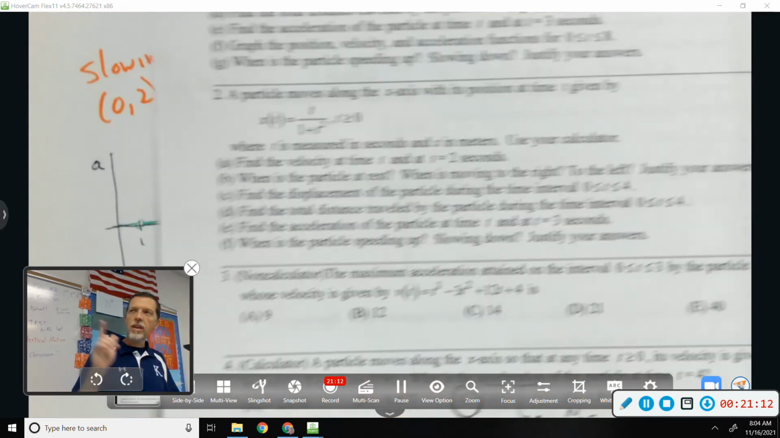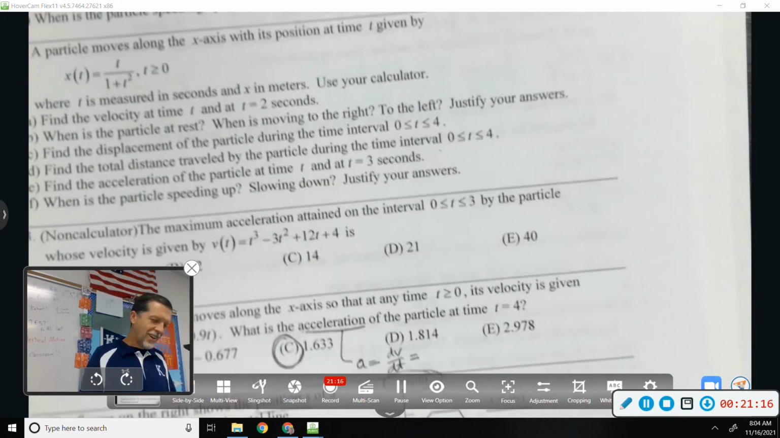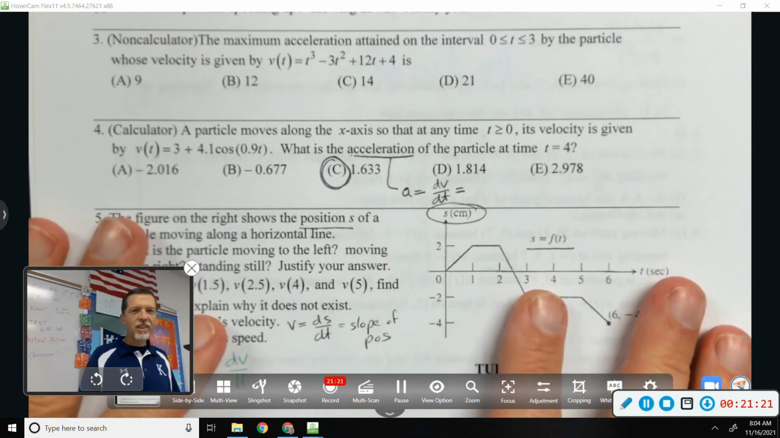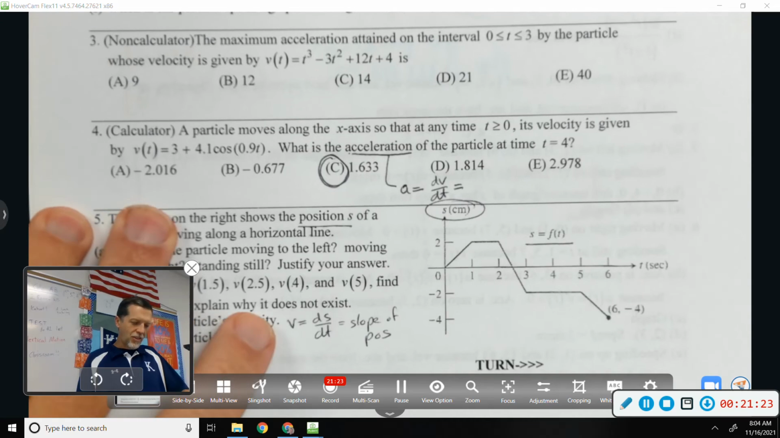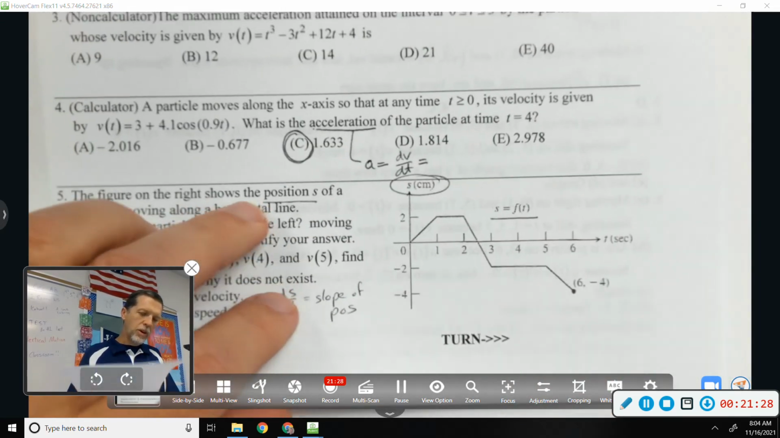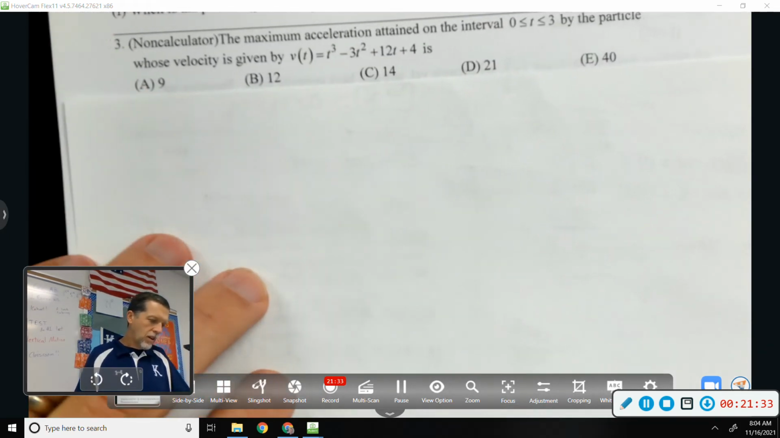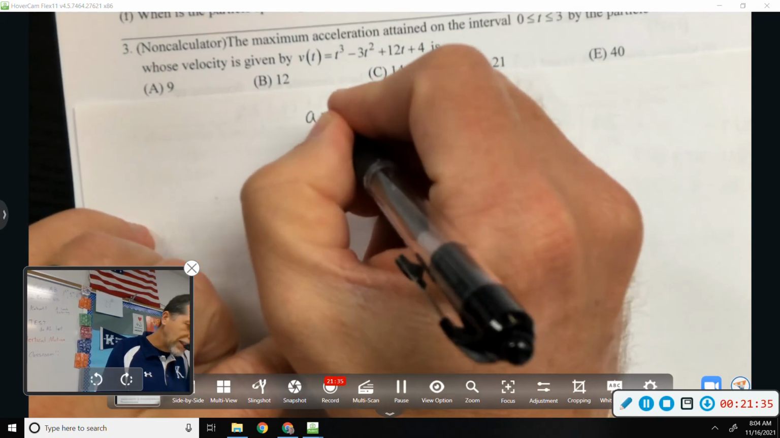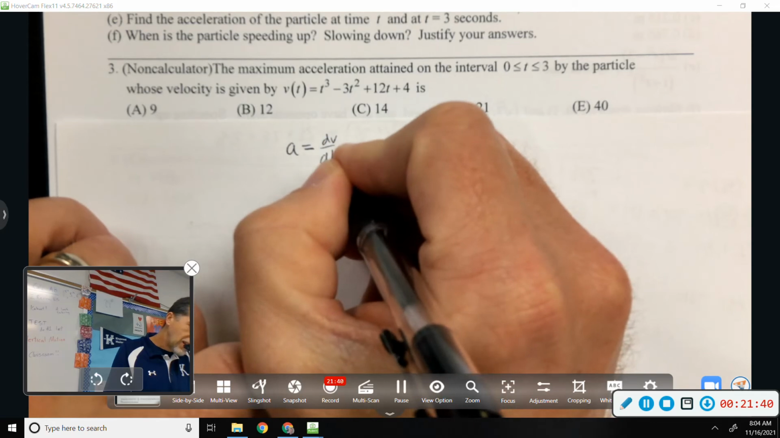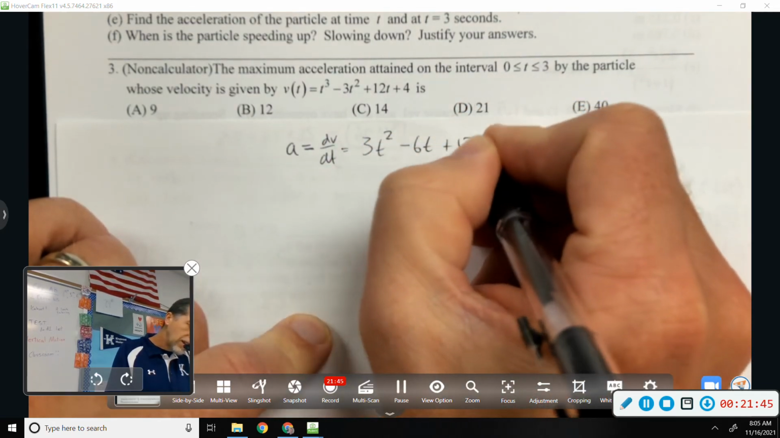Can you remember what number 3 is asking? Ooh, that's a good question. The maximum acceleration. So we want to maximize acceleration. It's weird. Maximum acceleration, whose velocity is given by... Well, let's get the acceleration. That would be the derivative of velocity: 3t squared minus 6t plus 12.